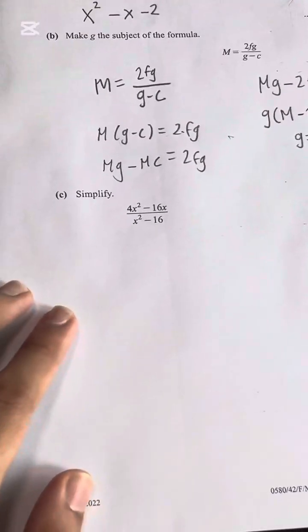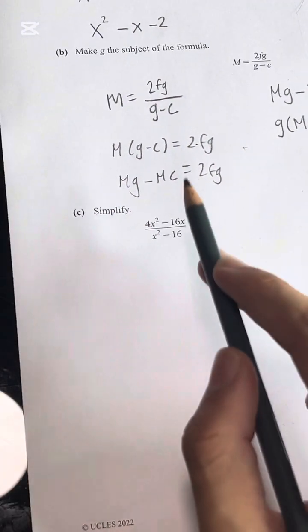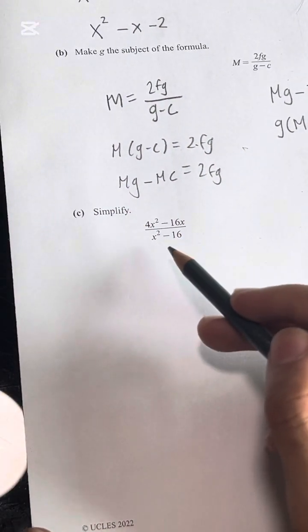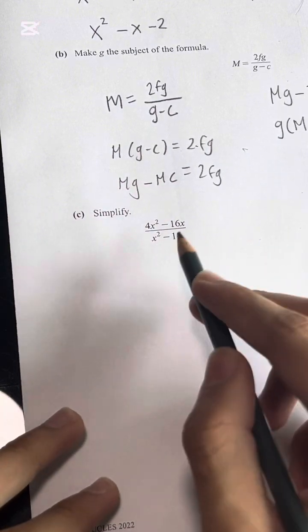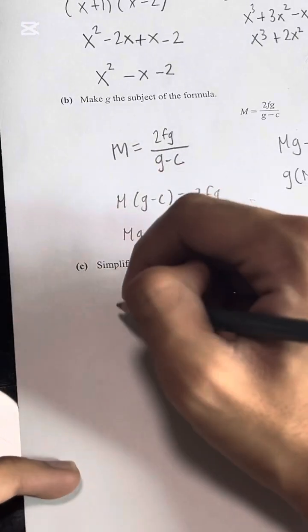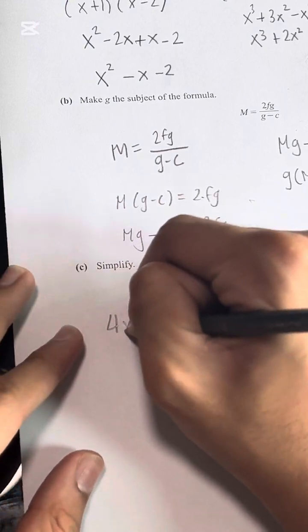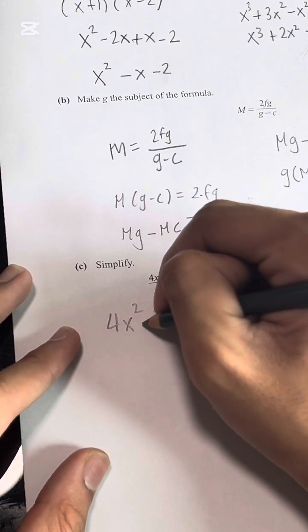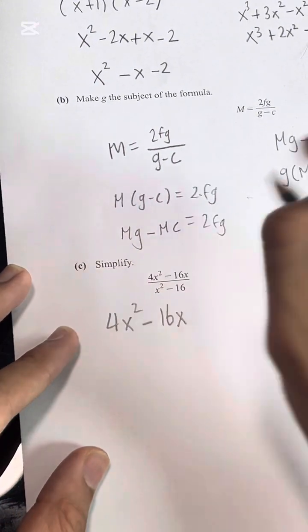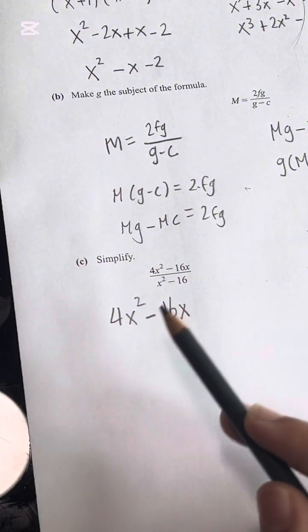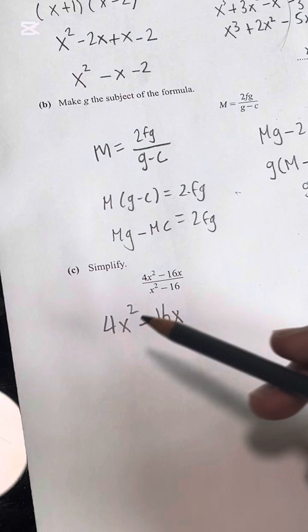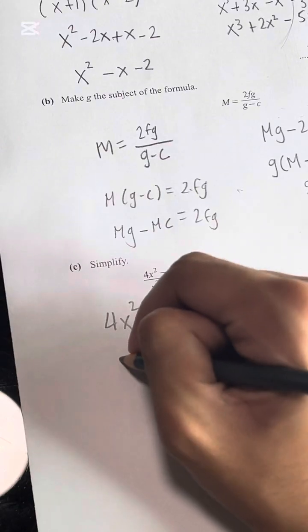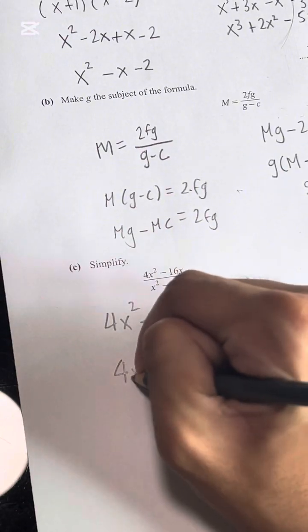Now let's move on. So now we need to simplify 4x squared minus 16x over x squared minus 16. So we're going to work with the numerator first. So we have 4x squared minus 16x. And now we can factorize this. So what do these two things have in common? They have an x in common and they have a 4 in common.